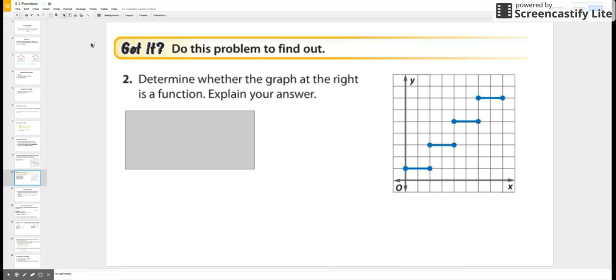Let's try this next one. I'm going to pretend like I have a line again. That's my pencil. And if I put it on, that's not really a straight line.